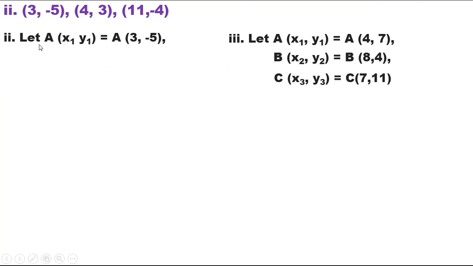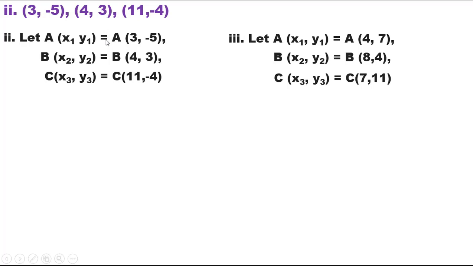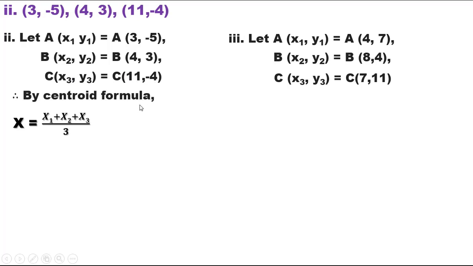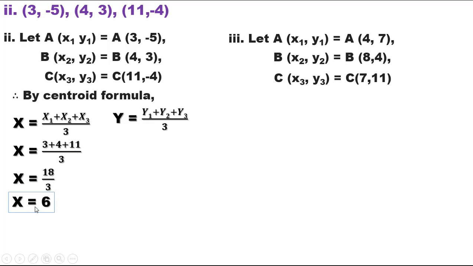Second, let A = (x1, y1) = (3, -5). B = (x2, y2), the coordinates of B are (4, 3). The coordinates of C = (x3, y3) = (11, -4). By the centroid formula, x = (x1 + x2 + x3) divided by 3. x = (3 + 4 + 11) divided by 3. x = 18 upon 3. x = 6.